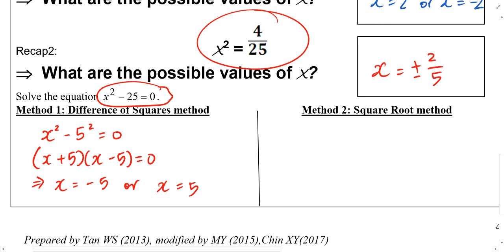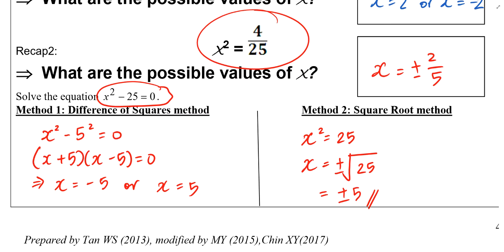The second method, a bit more straightforward. x squared equals 25. I simply add 25 to both sides. Now I want to get rid of the square. What should I do? Square root both sides. Do you introduce the square root yourself? Yes, right? The square root wasn't in the question. You introduced it yourself. So there is a plus minus square root 25. Now the answer will therefore be plus minus 5. Straightforward? Which method do you prefer? 1 or 2? 1? Okay, you need to be familiar with both.